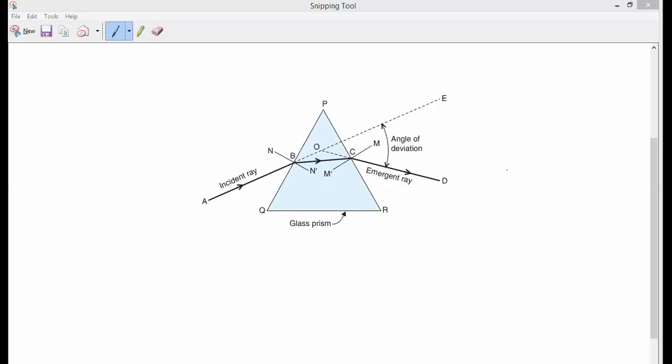Yes, sir. So this is what we should call it. What is this concept name called, guys? Refraction of light through a glass prism.